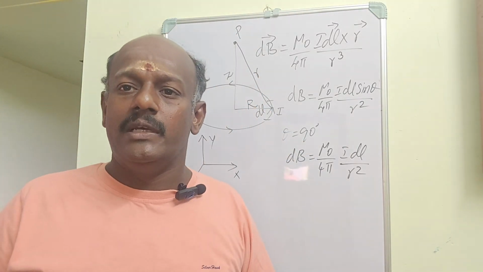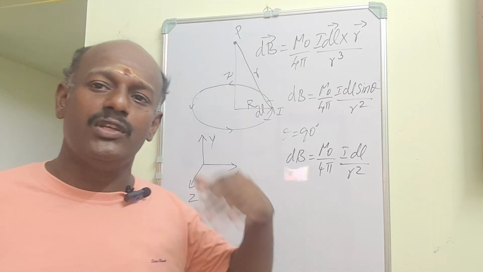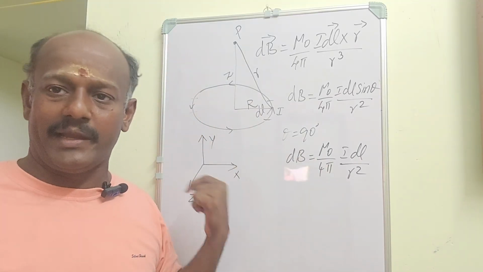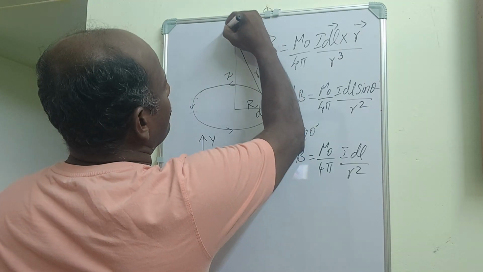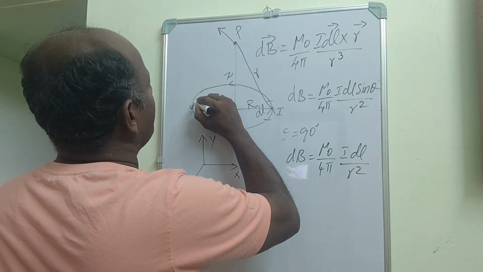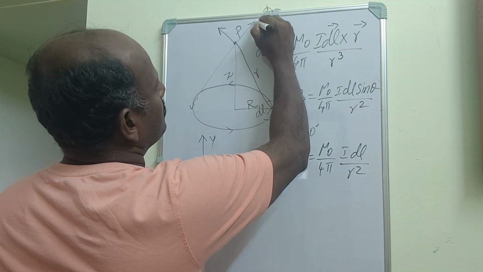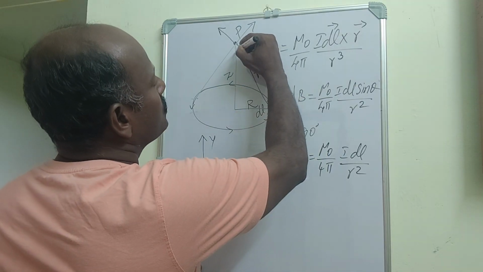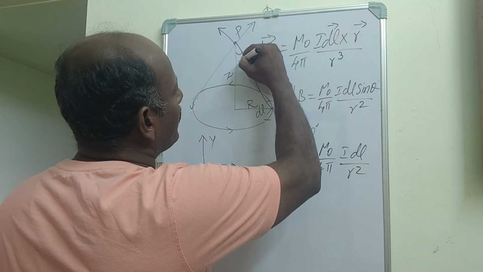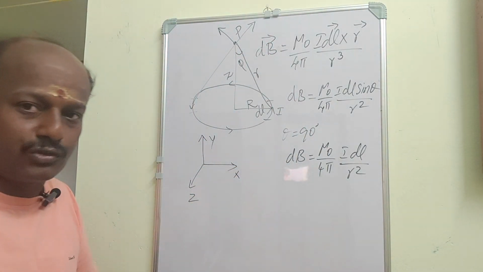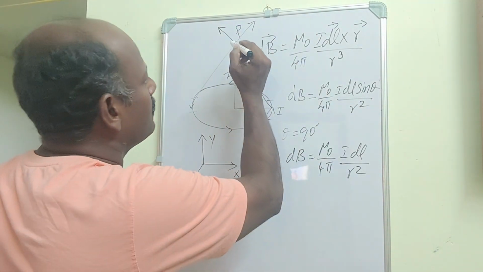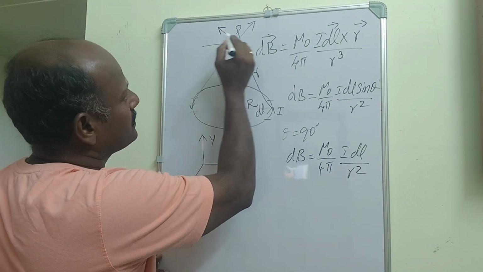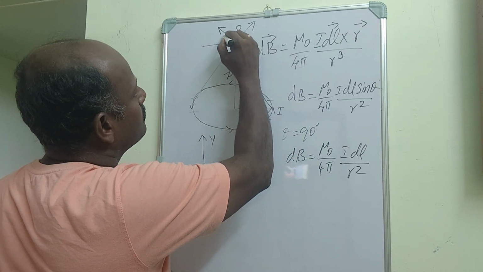And I told you it has two contributions, one from the left and another from the right. Both will be contributing to the magnetic induction there. One will be along this side and another along this side. And suppose this is the angle phi. So this angle and this angle will be similar.